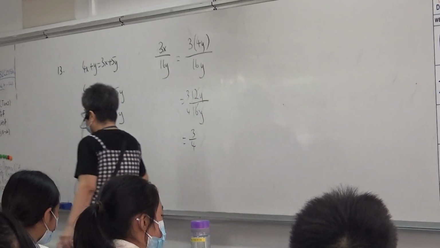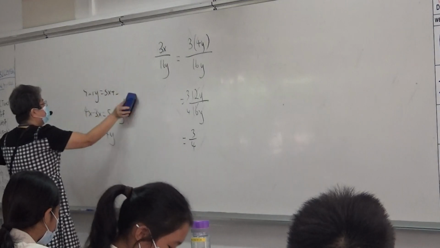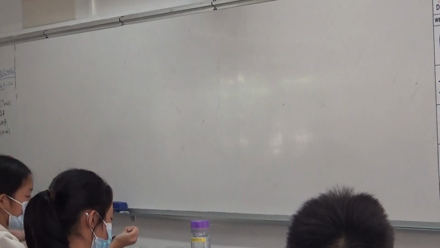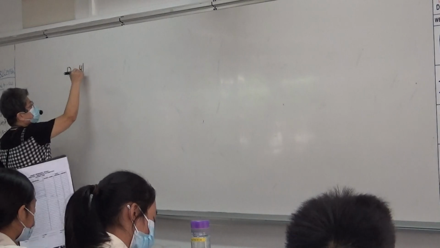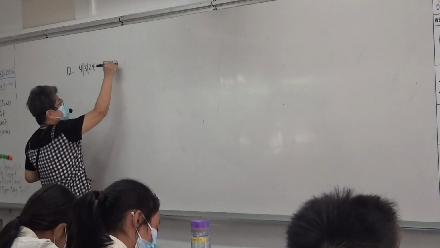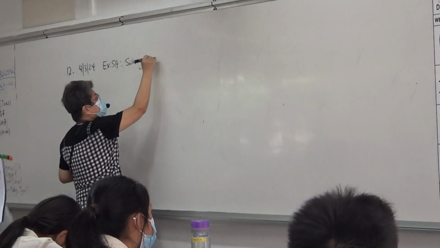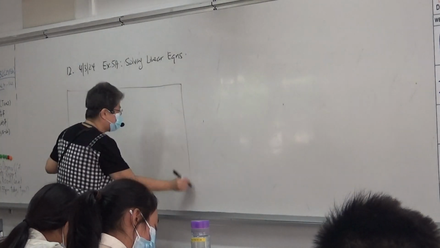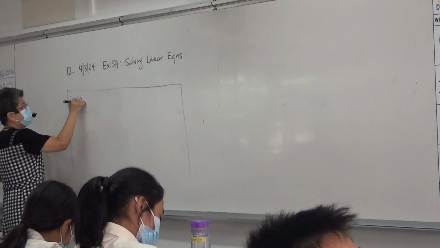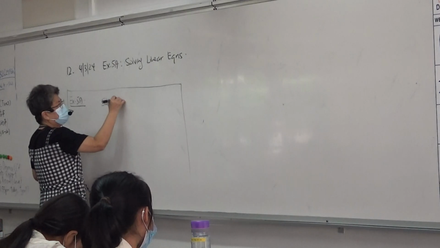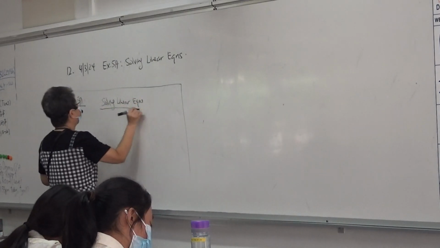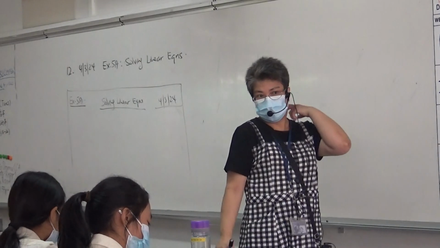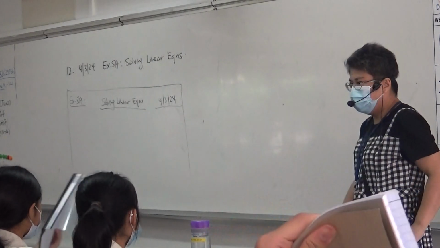What's the number of the contact page? Is it number 12? Okay, can you write down number 12? Today's exercise 5A, solving linear equations. Can you take out a piece of foolscap paper? I want to teach you how to present. Cannot anyhow, right? I thought it's 11. 11 is WA1. Okay. All of you take out foolscap. I don't want to waste time.